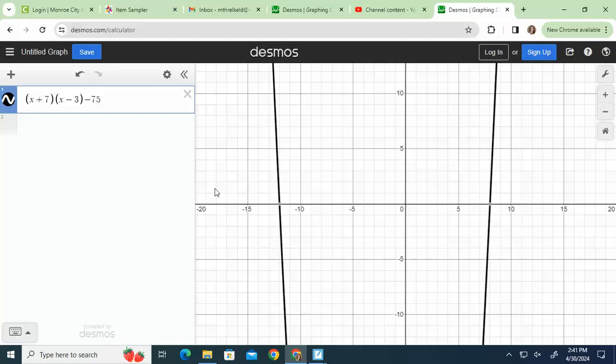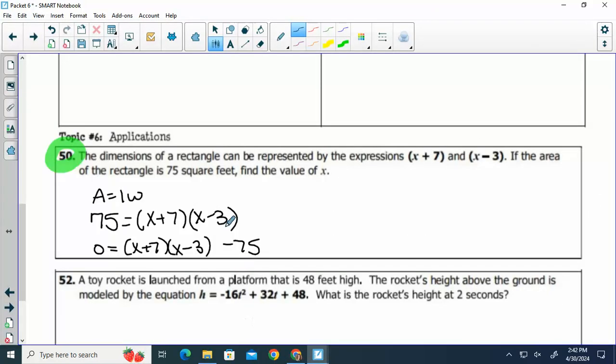Okay, if I zoom out a little bit, it gives me a graph. What points am I looking for? Yeah, where it hits the x-axis. So my answers are 8 and negative 12. Okay, so I just used Desmos to solve that. The only key is it has to be equal to 0 before you put it into Desmos. So x is 8 and negative 12.